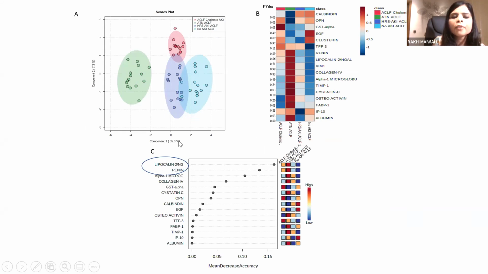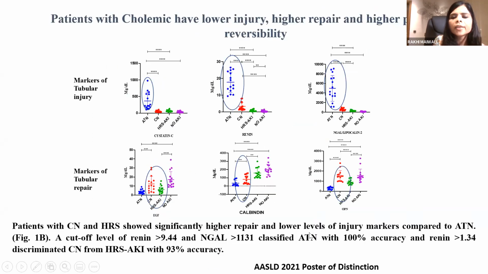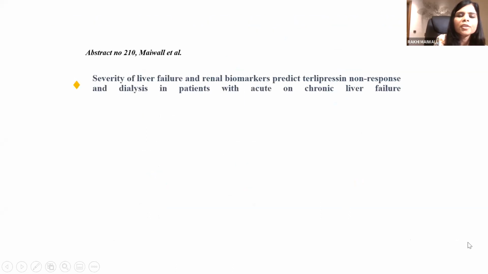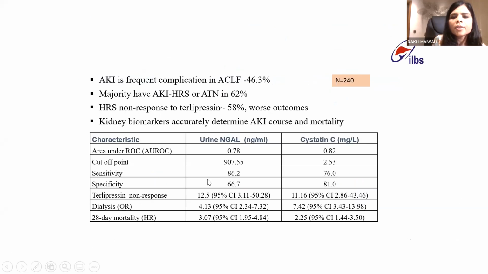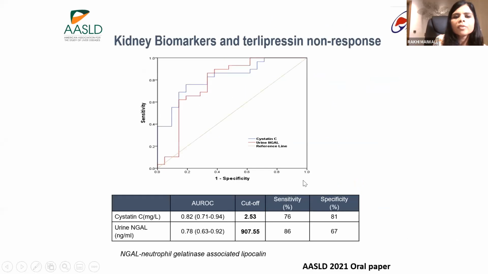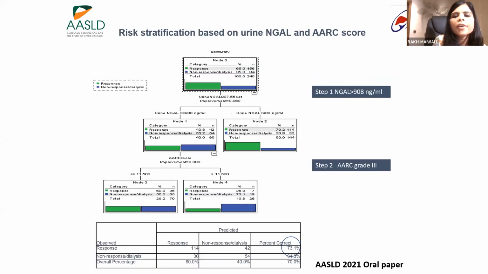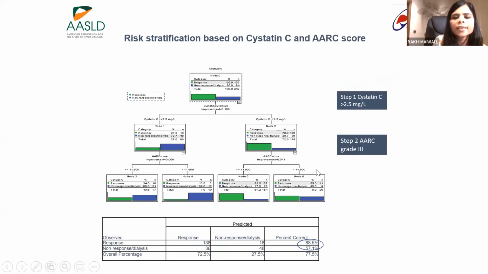And when we evaluated the biomarkers, we found that urine NGAL and renin could predict, and we found that a cutoff level of NGAL above 1.1, so almost above 1,000, and a renin above 9.4. And between HRS and the cholemic nephropathy, we found that you can use renin level above 1.34 to discriminate cholemic nephropathy from HRS. Now, we subsequently validated this data also. So this has been validated. So NGAL is very, very relevant, and especially cystatin C in patients with ACLF to diagnose ATN.